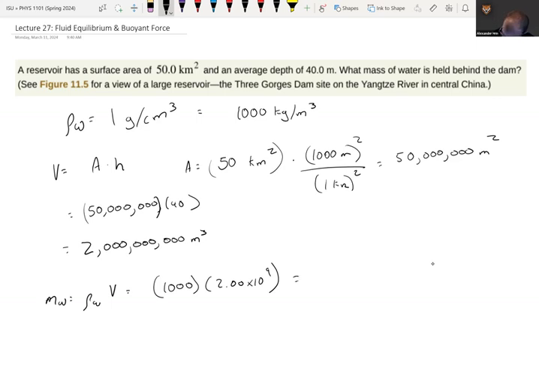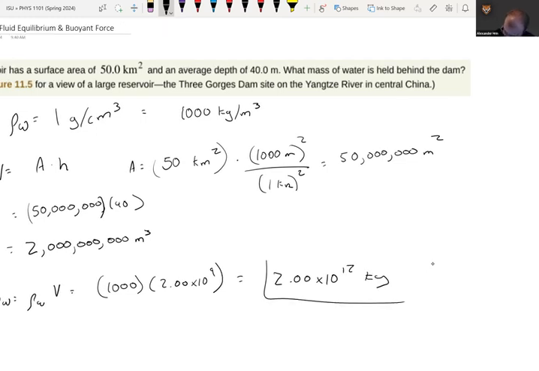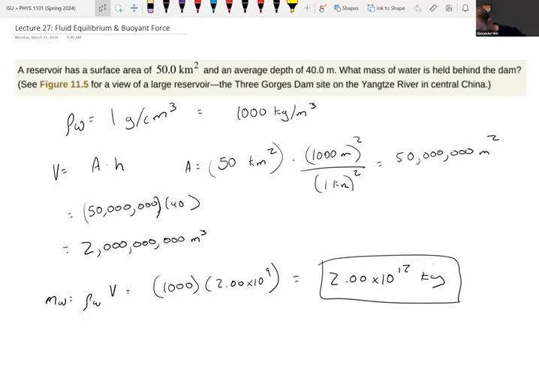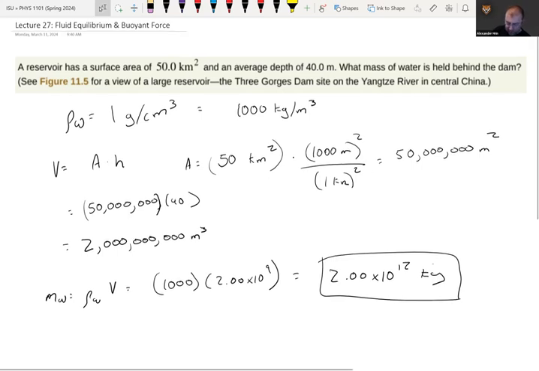And then this will just end up with us 2.00 times 10 to the 12th kilograms. That's 2 trillion kilograms, by the way. Okay. So that is what we're dealing with right there. All right, so that is one of the ways you would do this.